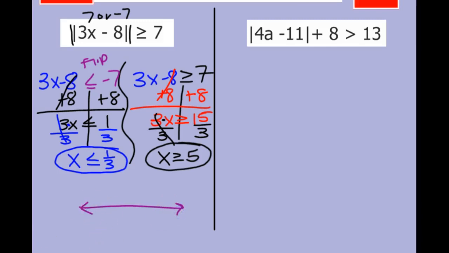So let's graph this. Which one's smaller, 5 or 1/3? Well, 1/3 is less than 1, so that's the smallest number. 5 is on the right. These are both closed circles because of the equal to. And at 1/3 pointing to the left, at 5 pointing to the right.